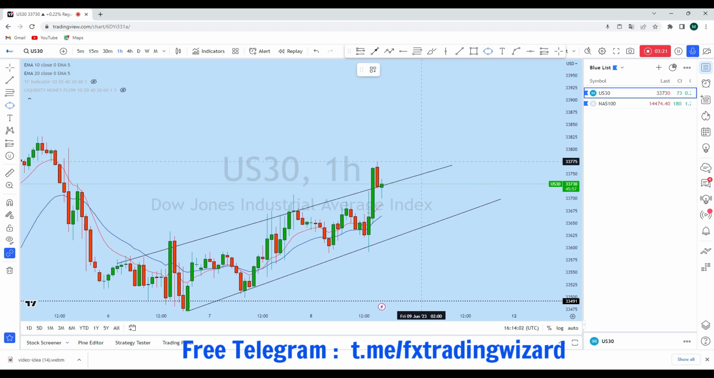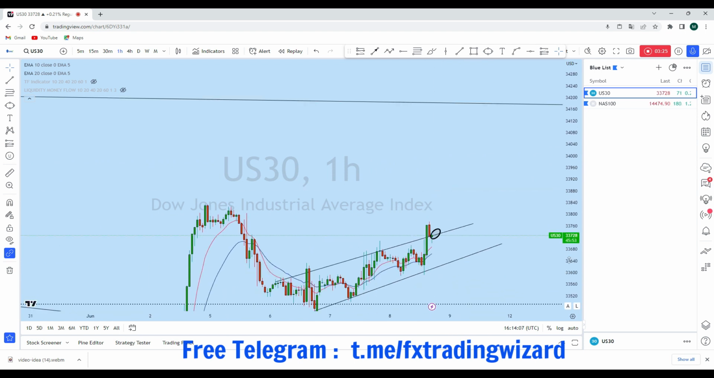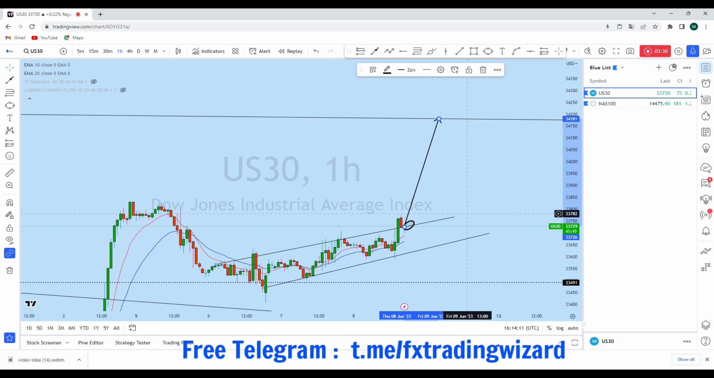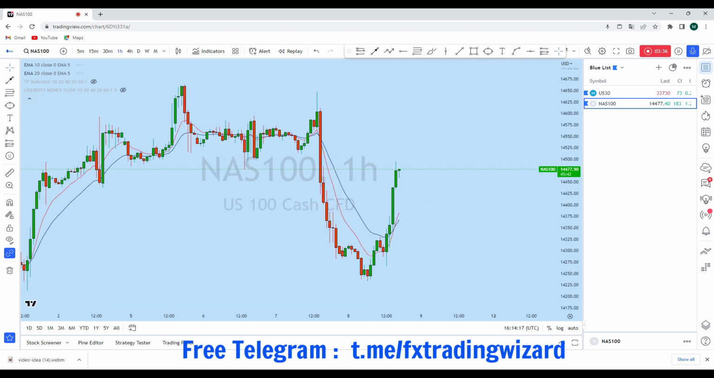Along this zone I will be waiting for a strong breakout to the upside. As soon as we find a suitable entry opportunity on US30 along this zone, after a retest we will consider going long with a high probability trade setup with our students. Now let's look at Nasdaq.